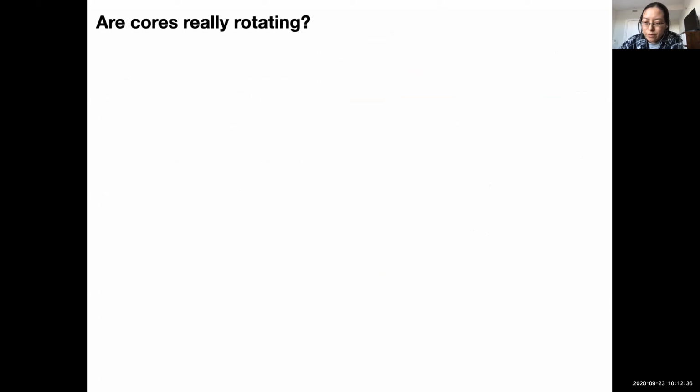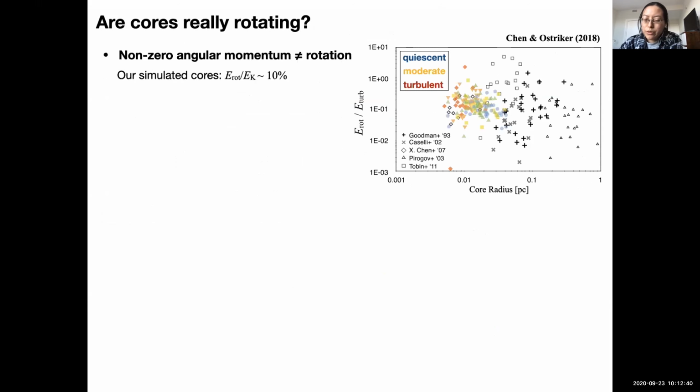The main reason we want to mention this is that even though we can always fit a linear velocity gradient to the observed core and derive a non-zero angular momentum, it still doesn't mean the core is rotating. In fact, in our simulations, most of the cores only have rotational energy of roughly 10% of the total kinetic energy within the core, which means rotation is not the dominant motion in the core.